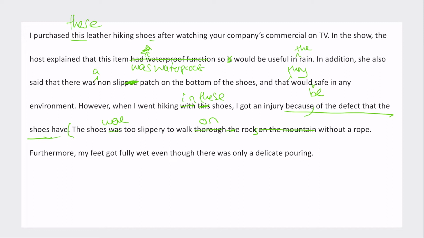Furthermore, my feet got fully wet, even though there was only a delicate pouring. Okay, I'm just laughing because it's a very strange way to phrase that. And it's not a fault of the candidate at all, because I can see that it's a paraphrase of what they were trying to say. But we would say naturally, even though there was only a light rain.